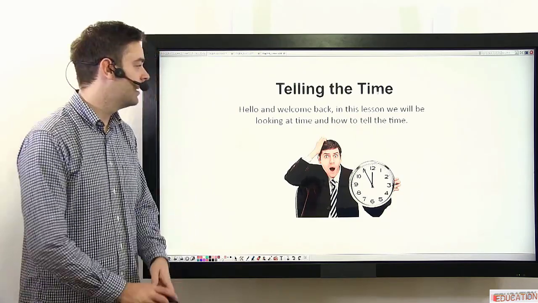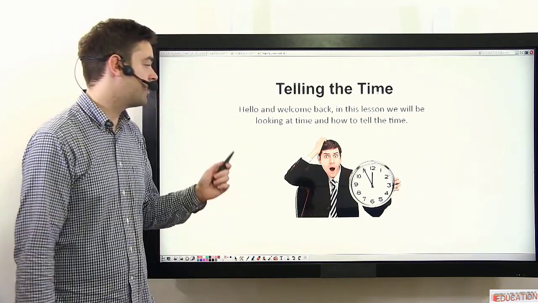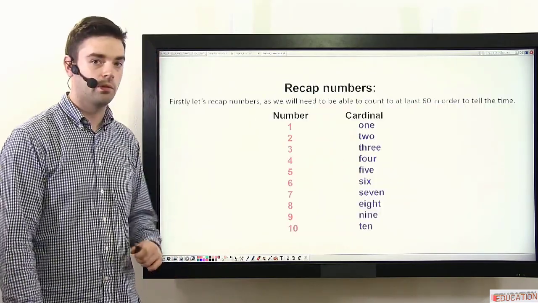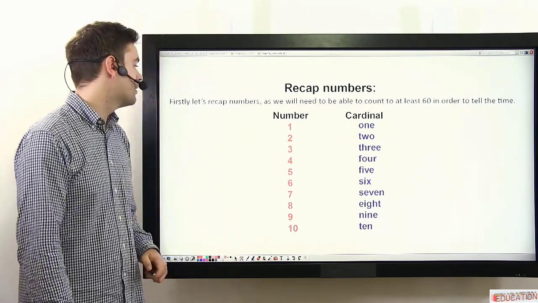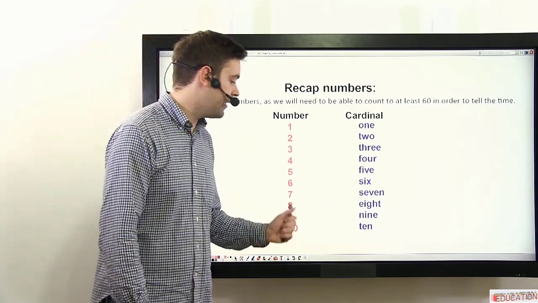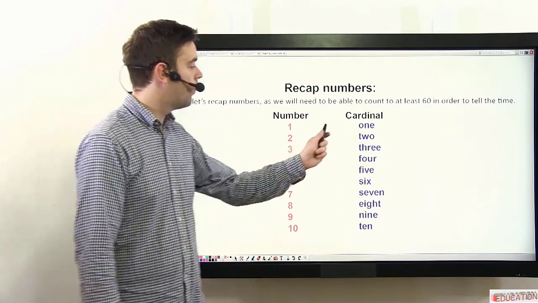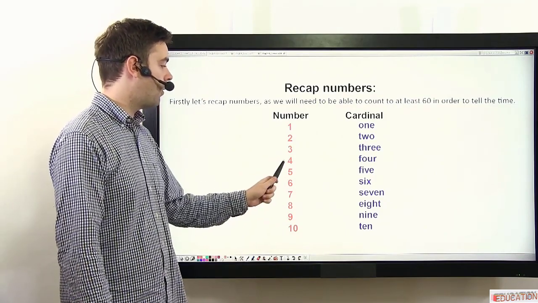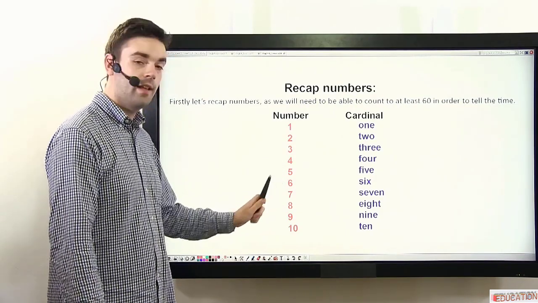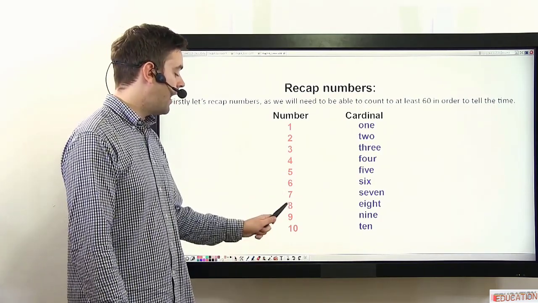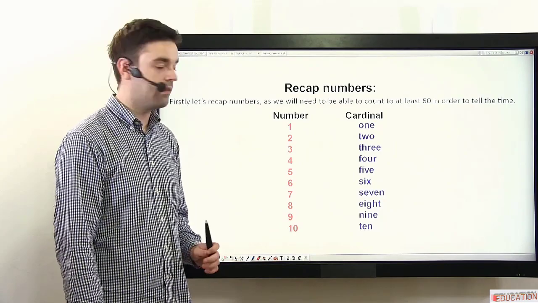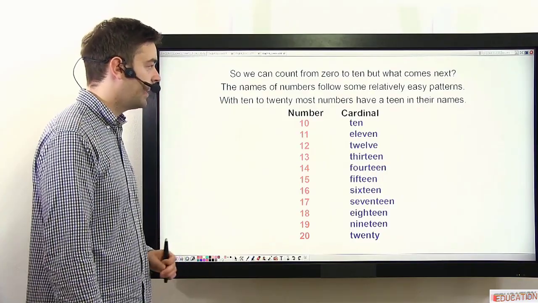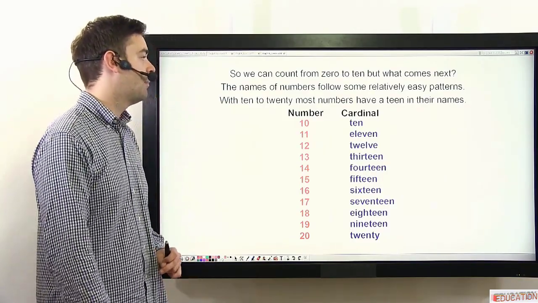Hello and welcome back. In this lesson, we'll be looking at the time and how to tell the time. First of all, we need to recap numbers. So firstly, we'll see if we can count to 10. 1, 2, 3, 4, 5, 6, 7, 8, 9, and 10. So we can count from 0 to 10, but what comes next?